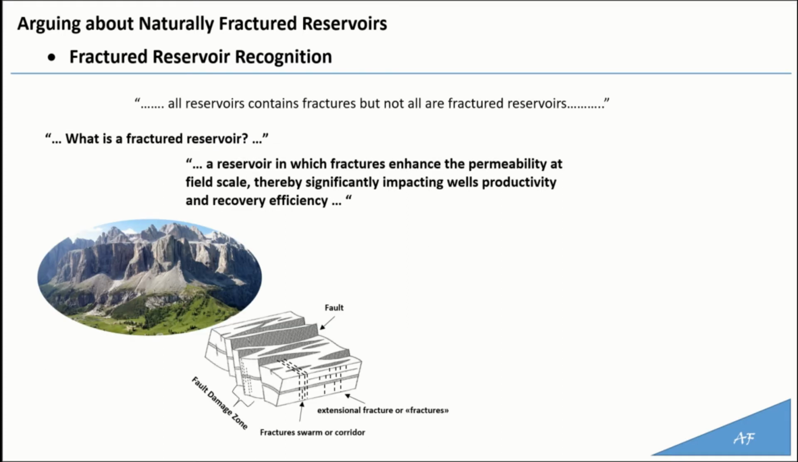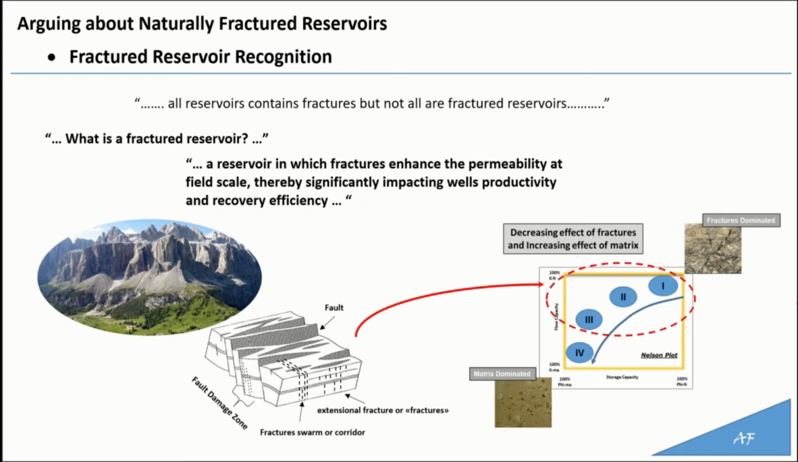So rocks affected by stresses during their geological history are fractured, and when the role of these discontinuities impacts significantly on the flow capacity and storage capacity at field scale, we have to deal with a fractured reservoir, that are the type 1, 2 and 3 as per Nelson classification, illustrated in a former presentation. So the presence of fractures is a condition necessary but not sufficient to define a reservoir as fractured. In fact, to have a fractured reservoir, the presence of fractures must be significant to impact the rock matrix permeability.